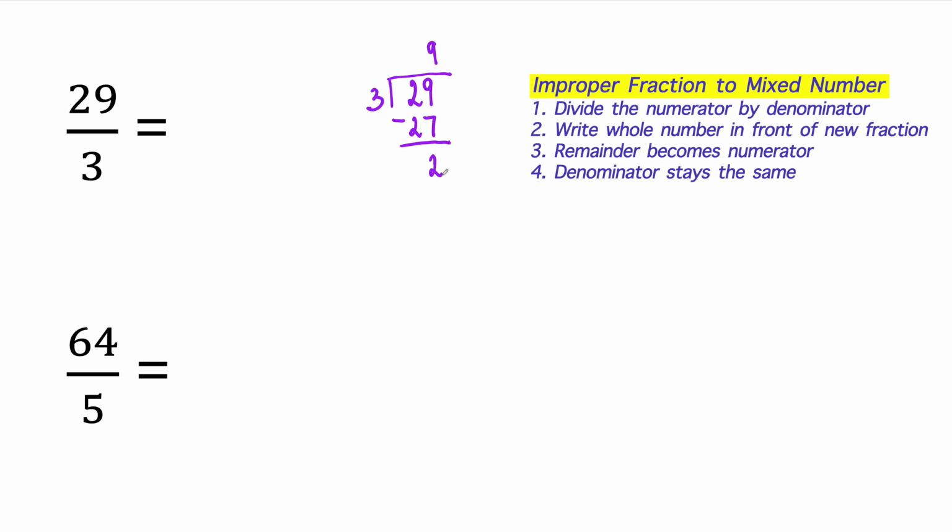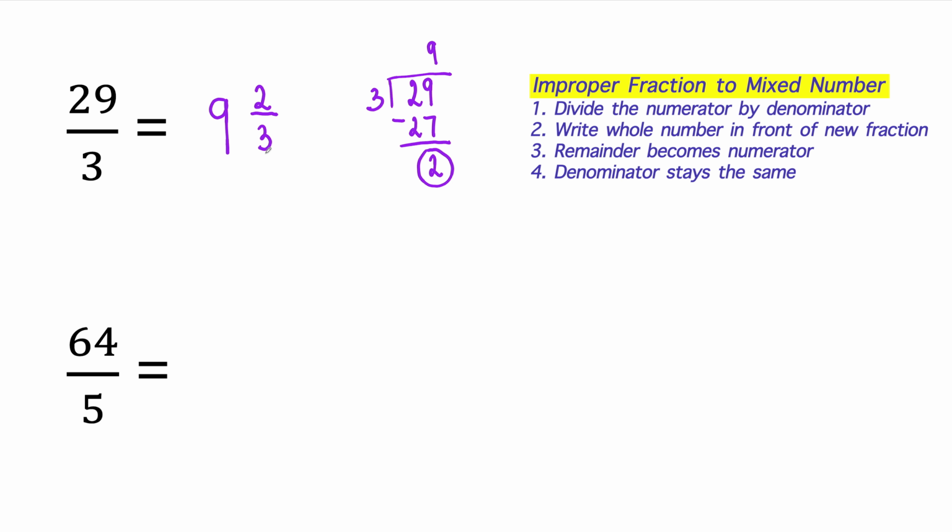Now we can write the mixed number. Start with 9. 9 will be the whole number. Write it in the front. The remainder 2 will be the numerator. Write it on top. And the denominator will stay the same, 3. So 29 over 3 is equal to 9 and 2/3.